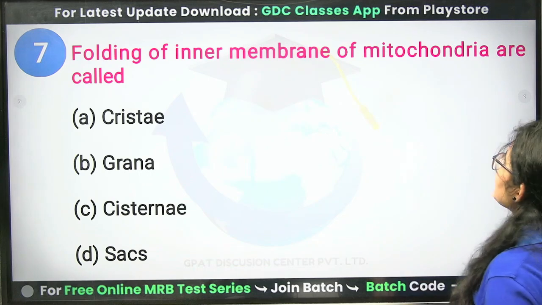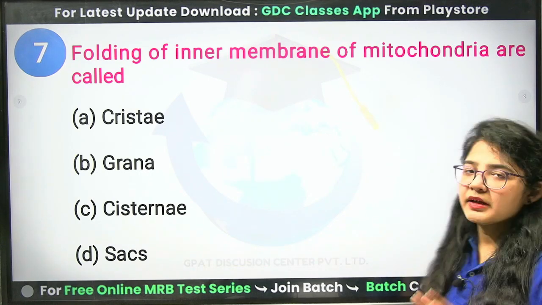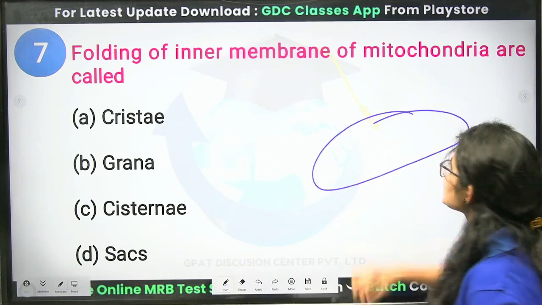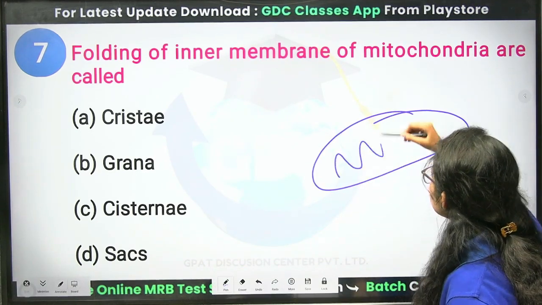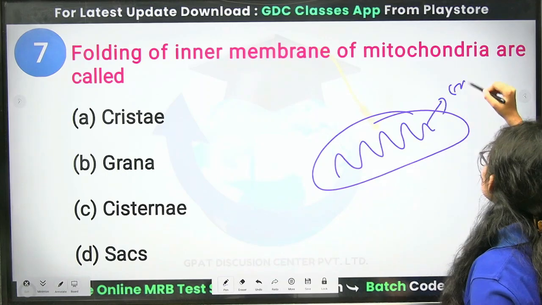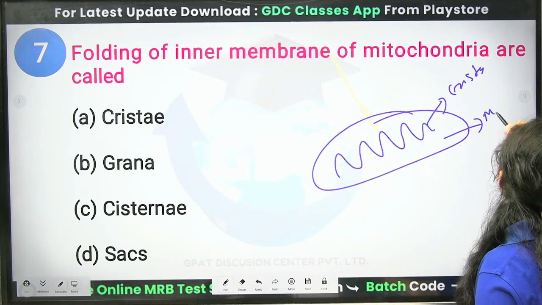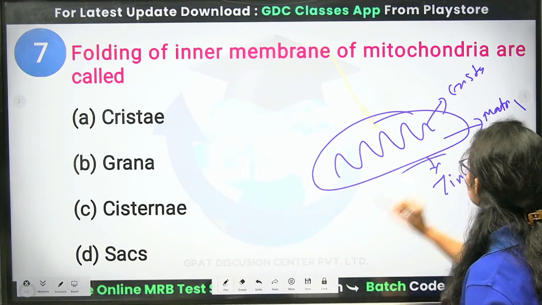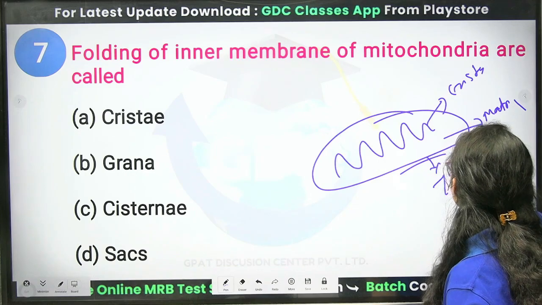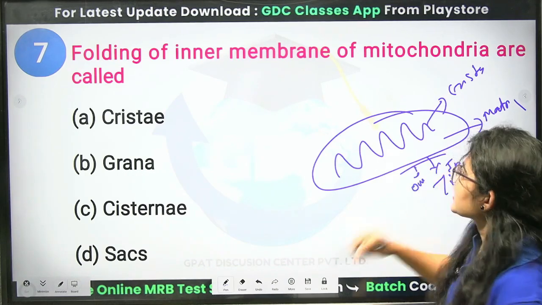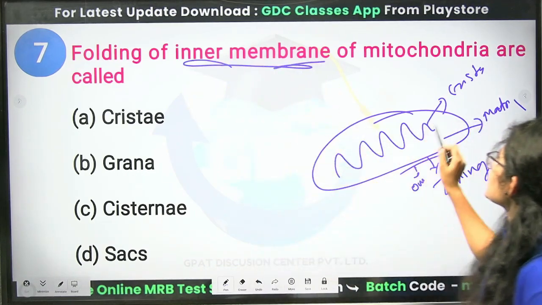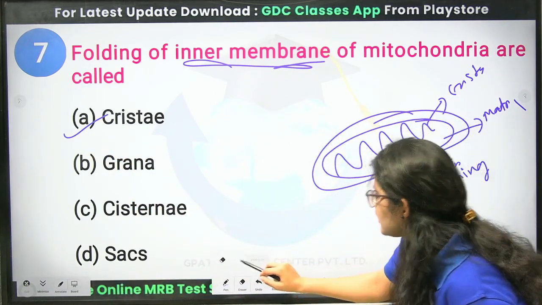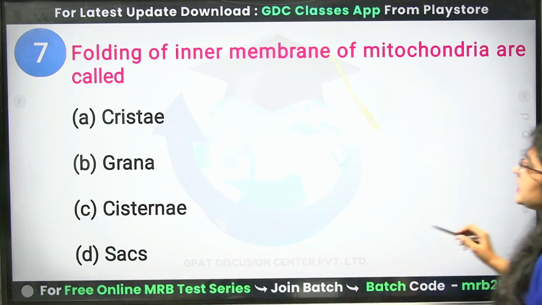Folding of the inner membrane of mitochondria is called the, okay, I have just told you this in the first question. This is your mitochondria. This folding is known as the cristae. This is your matrix and this is the lining of your mitochondria. Clear? It is a double membrane. So, this is the inner lining and this is the outer lining. The folding of the inner membrane is your cristae. The correct answer is cristae. Clear? Okay. Now, the next question.